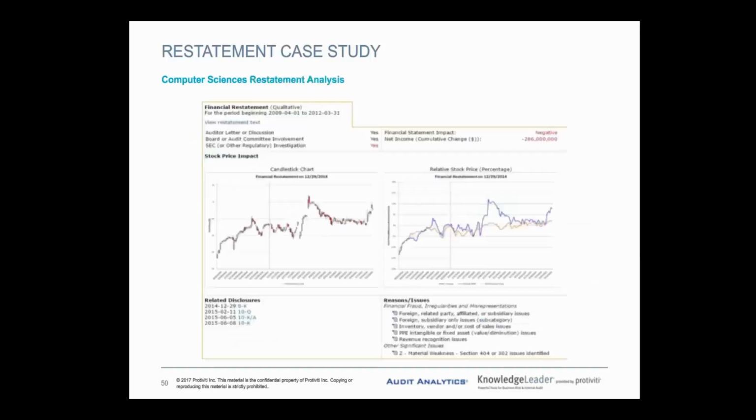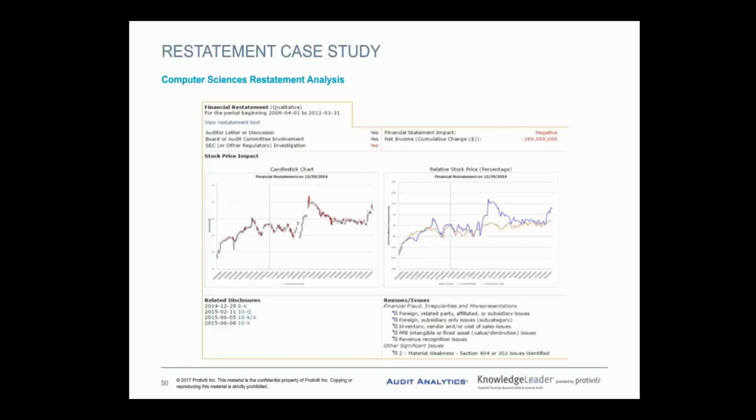I've gone in and pulled out their actual restatement. So what you can see here is all the related issues they had within that financial restatement. So you can see foreign related party issues, inventory, vendor, and cost of sale issues, PP&E issues, revenue recognition issues. Going back to one of the first questions asked, you can see they did note a material weakness, either Section 404 or 302 of Sarbanes-Oxley was identified.